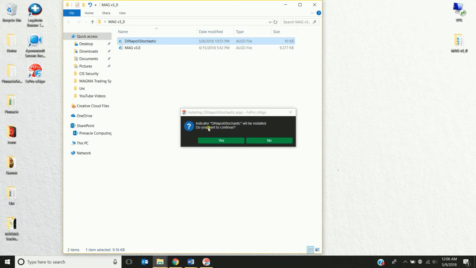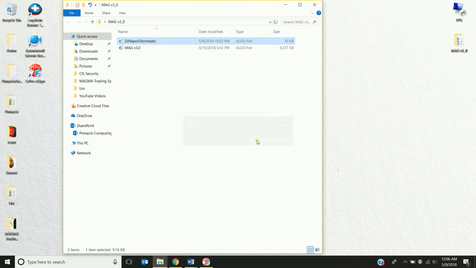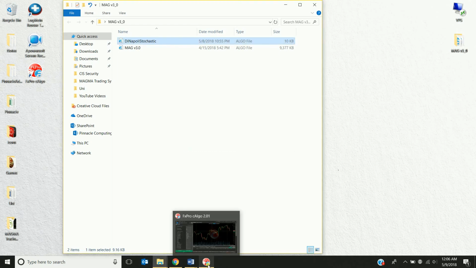it will prompt you to install the DiNapoli stochastic indicator. Click on yes on this pop-up here and it will immediately tell you that this has been successfully installed. So back to CAlgo.